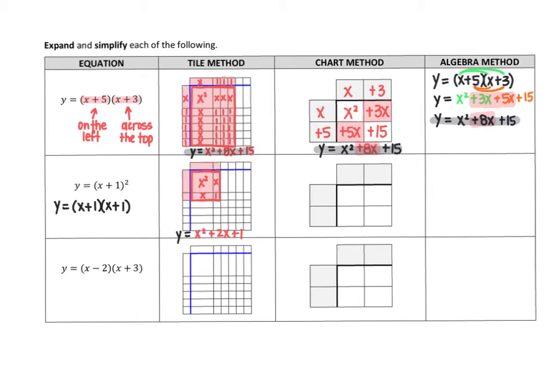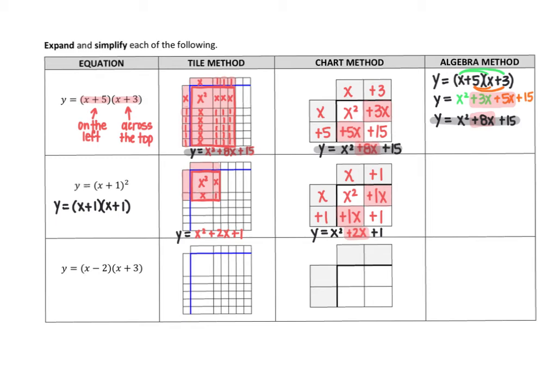With our chart method, we'll have x plus 1 along the side and x plus 1 along the top. x times x will give us x squared. x times plus 1 will give us 1x. 1 times x will give us plus 1x, and 1 times 1 will give us 1. We'll collect the like terms of the 1x and the 1x to get 2x, and our expanded form will be y equals x squared plus 2x plus 1.